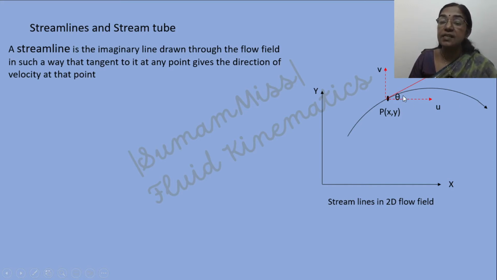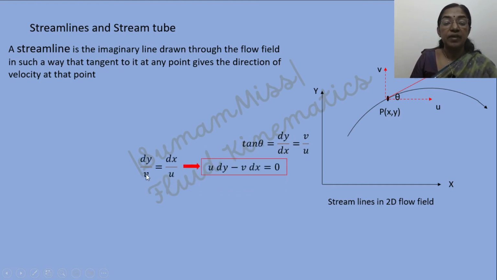So what is tan theta? Tan theta is equal to v by u, or tan theta equal to dy by dx, that is equal to v by u. We can modify this equation as dy by v equal to dx by u, or u dy minus v dx equal to 0, which represents the differential equation of the streamline in two-dimensional flow. For a streamline, only the component of the velocity in the tangential direction is concerned.